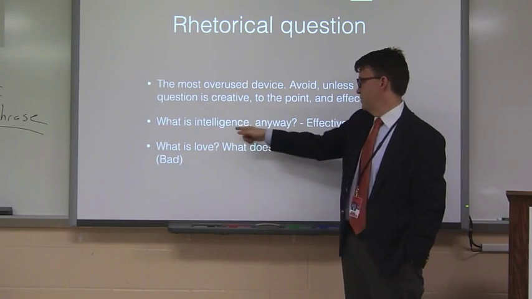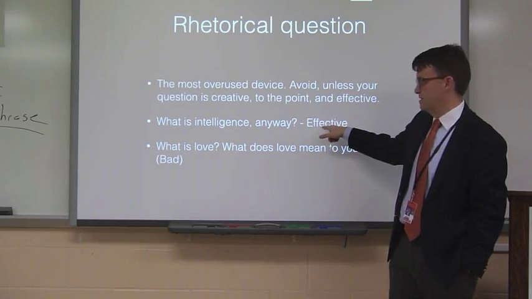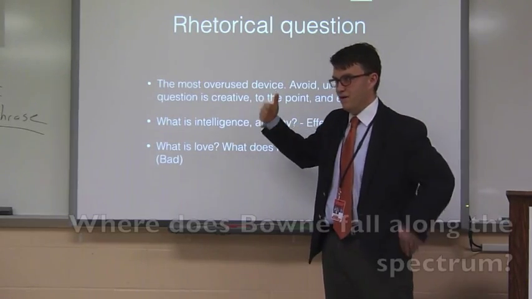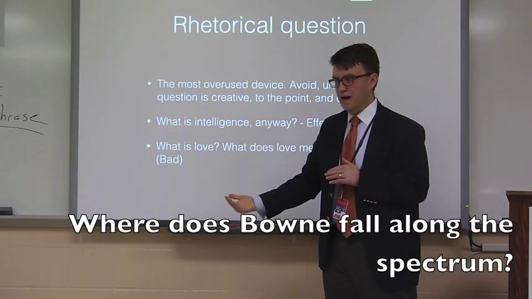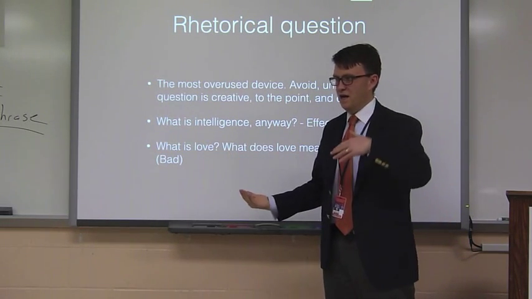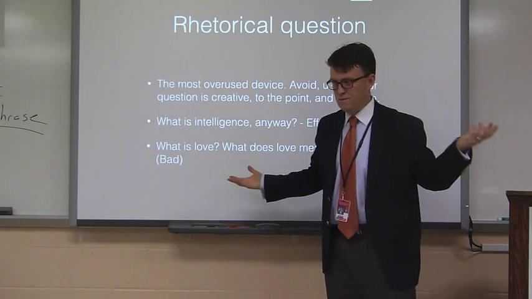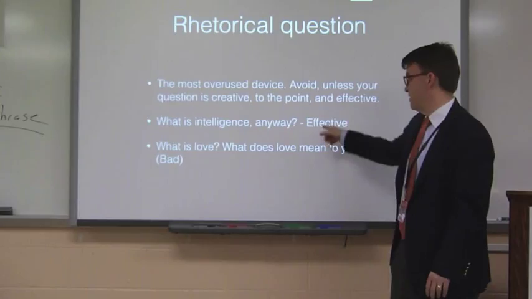For instance, what is intelligence anyway? That's Isaac Asimov. That's effective because he's talking about intelligence, comparing his intelligence with his auto mechanic's intelligence, saying he's just as bright as I am, but in our society, I'm up here and he's down here, and that's ridiculous. There's different types of intelligences. All right, and this is a very good essay.